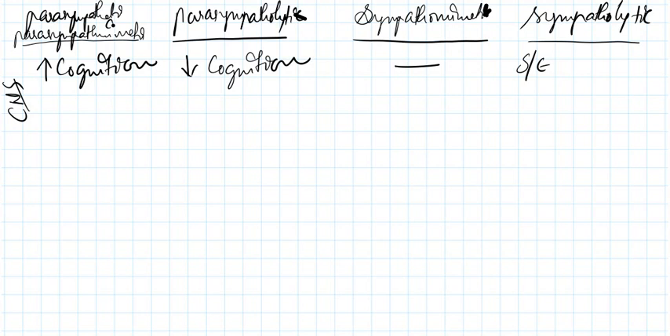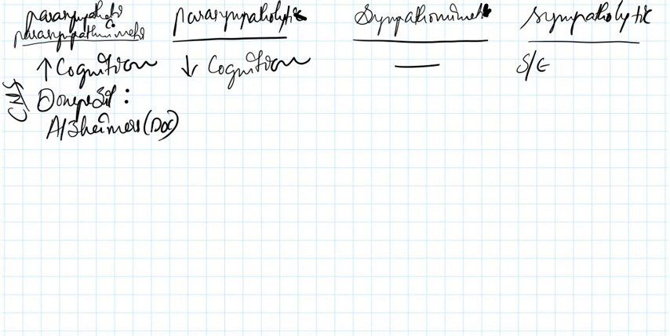Now, one of the parasympathomimetic drugs that increases cognition is donepezil, which is used as the drug of choice for Alzheimer's. Donepezil is the drug of choice because it increases cognition. Now, parasympatholytics or anticholinergics decrease cognition. So, where do we use these drugs? That is scopolamine.